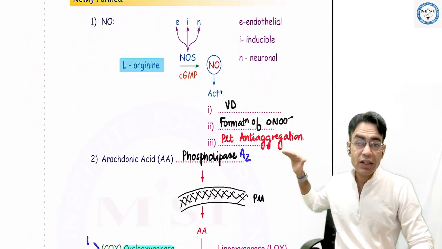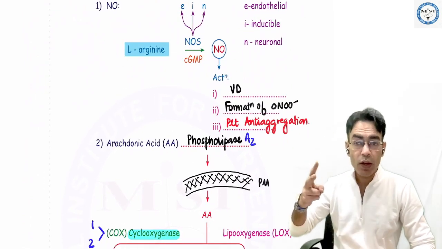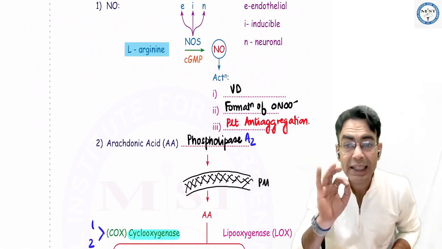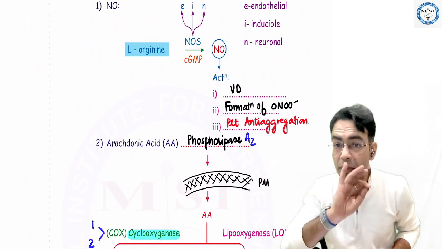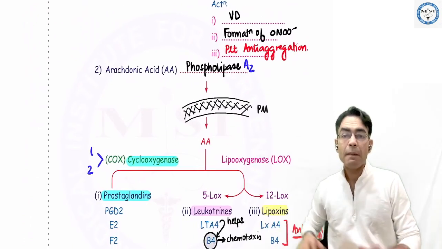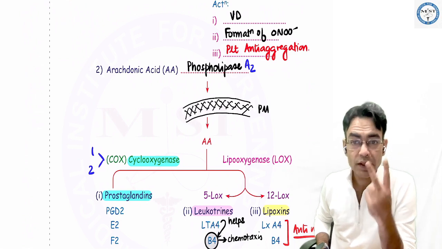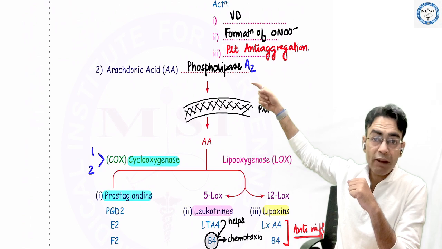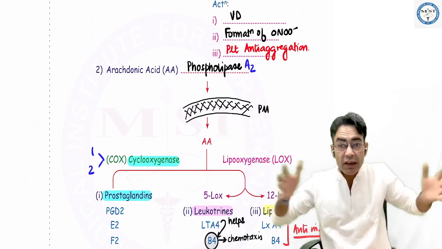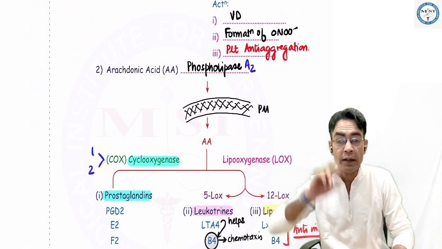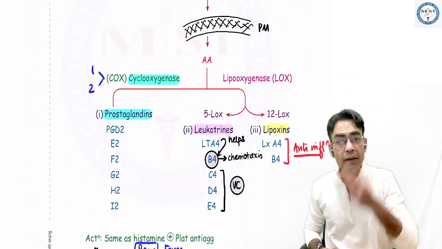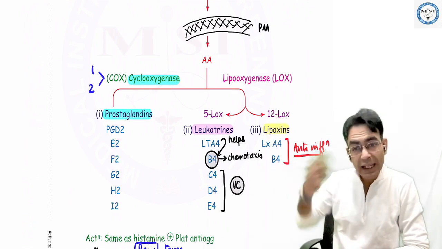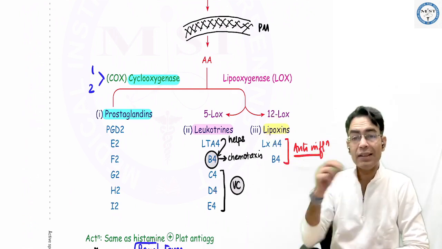And what are the actions? There are three actions: vasodilation, formation of ONOO negative, the peroxynitrite, and because it's a newly formed mediator, platelet anti-aggregation, not aggregation but anti-aggregation. Arachidonic acid gives you two pathways actually. You get arachidonic acid from the plasma membrane of a cell, which is broken down by phospholipase A2. But arachidonic acid is a very big carbon compound, so as I told you, there are two enzymes that work, COX and LOX. From the COX enzyme you get two mediators, prostaglandin and thromboxane A2, and from the LOX enzyme again you get two mediators, which are leukotrienes and lipoxins.